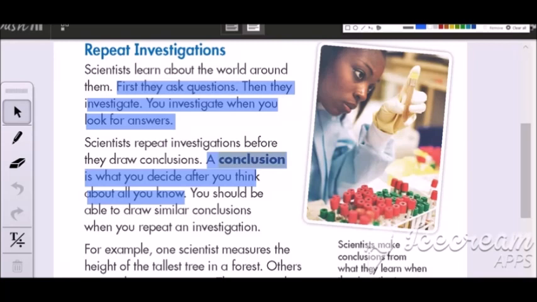So, a conclusion is what you decide after you think about all you know about this thing. You may repeat the investigation to make sure of your conclusion.